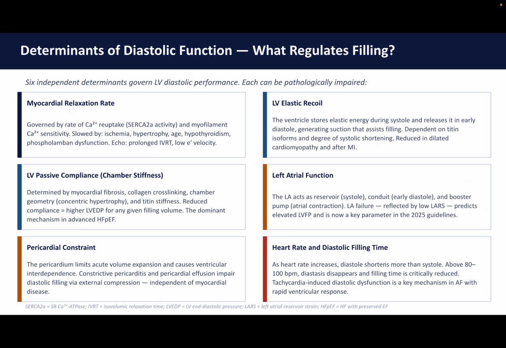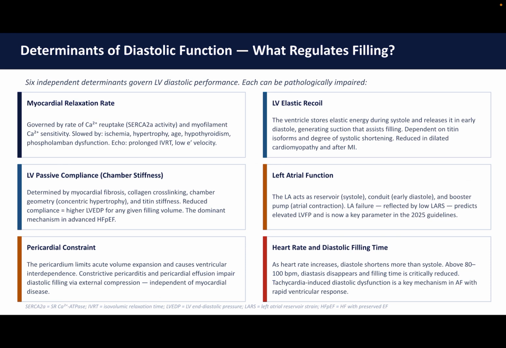Number 2, LV elastic recoil. The ventricle stores elastic energy during systole and releases it in early diastole, creating a suction that assists filling. Dependent on titin, reduced in dilated cardiomyopathy. This is partly why patients with dilated cardiomyopathy and low EF often have paradoxically better looking E to A ratios early in disease.